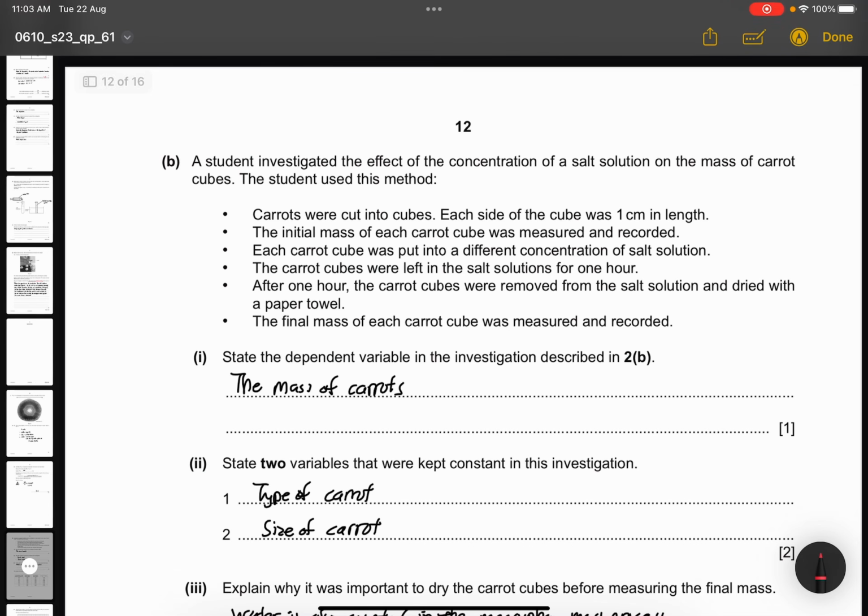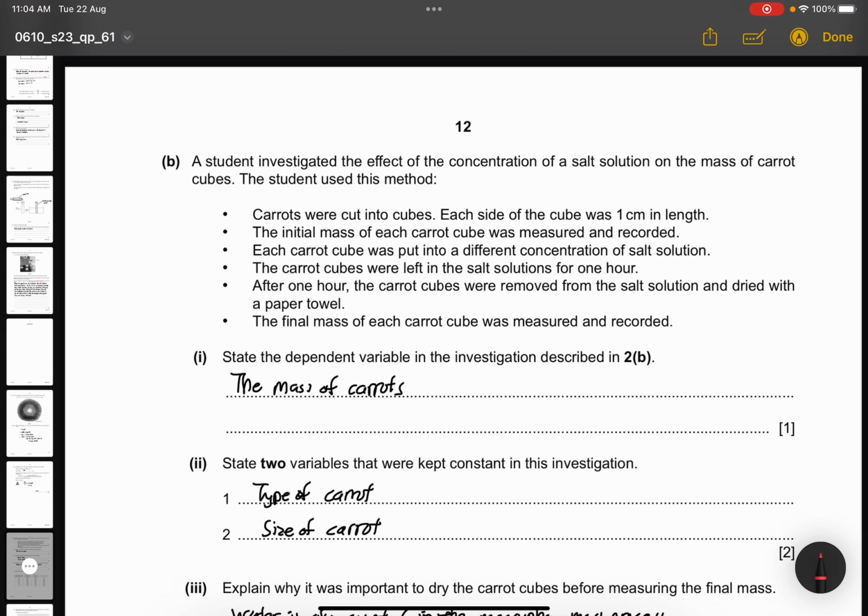B. A student investigated the effect of the concentration of a salt solution on the mass of carrot cubes. The student used this method. The carrots were cut into cubes. Each side of the cube was 1 centimeter in length. The initial mass of each carrot cube was measured and recorded. Each carrot cube was put into a different concentration of salt solution. The carrot cubes were left in the salt solution for 1 hour. After 1 hour, the carrot cubes were removed from the salt solution and dried with a paper towel. The final mass of each carrot cube was measured and recorded.